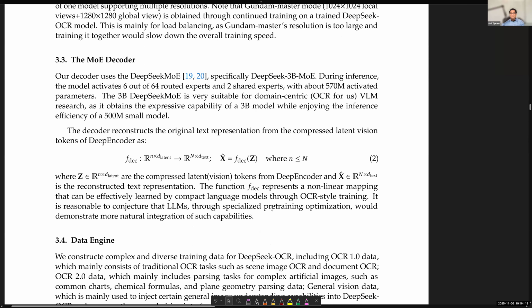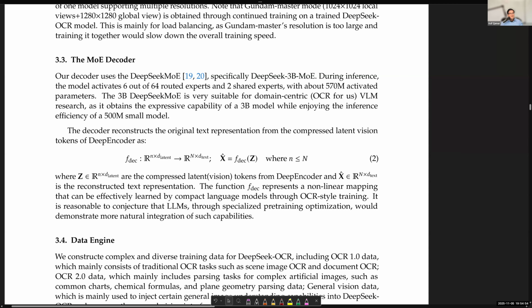The decoder part is very straightforward. There's absolutely nothing. Just think of an LLM. They're using a mixture of experts. What is most remarkable is what a tiny model they are using. It's just surprisingly tiny. They take a 3 billion parameter model, and the actual activation is that of only 500 million parameters, right? The inference efficiency of a 500 million small model, because they are using a mixture of experts, right?